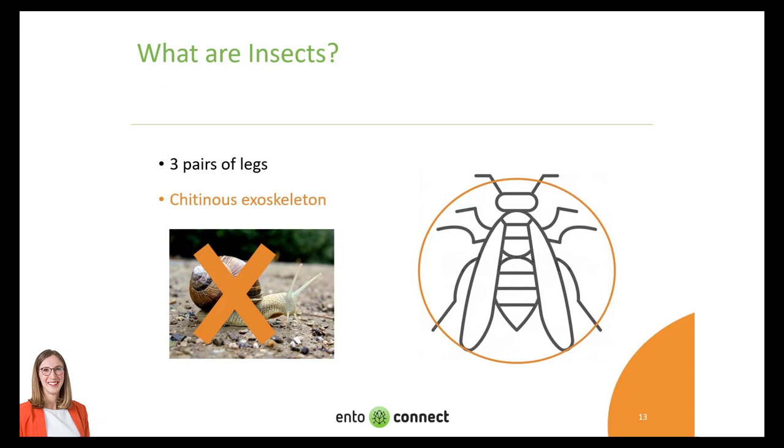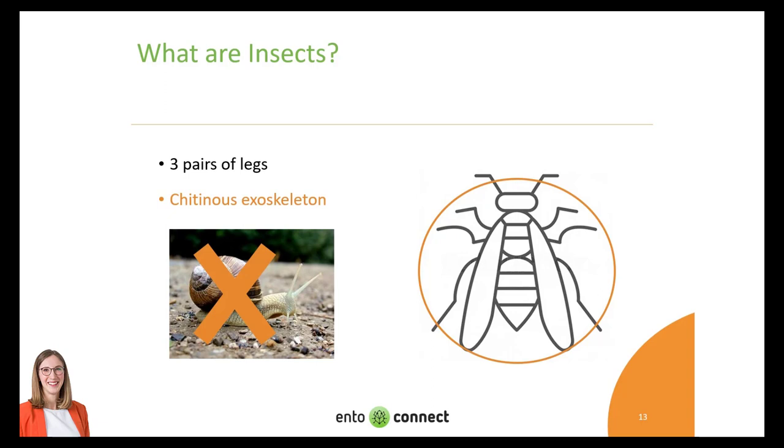Next slide, please. Thank you. And yeah, not everything that is small and on the ground is an insect, obviously. So the exoskeleton is not true for the snake. So this is obviously also not an insect.